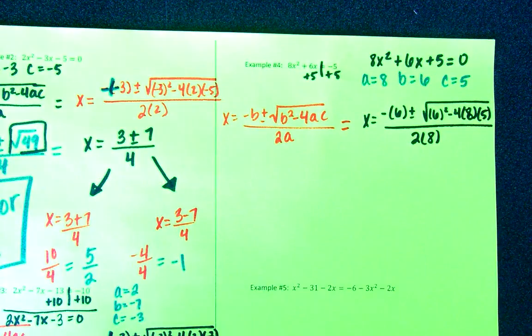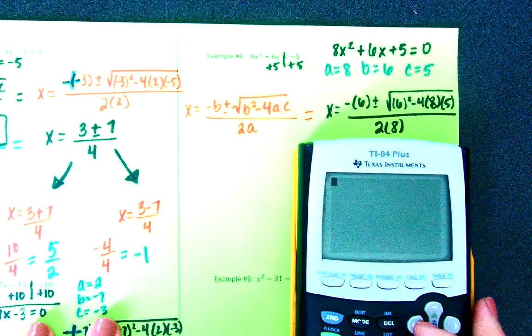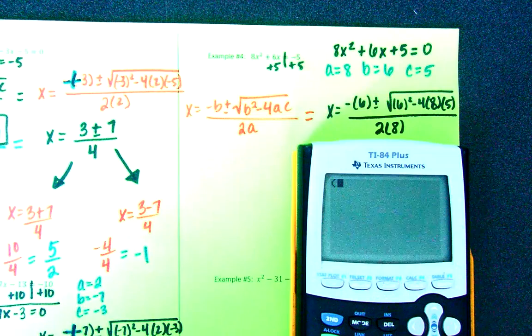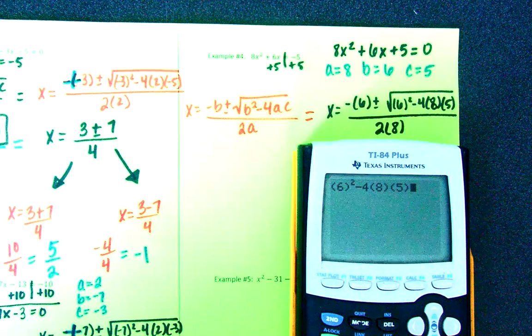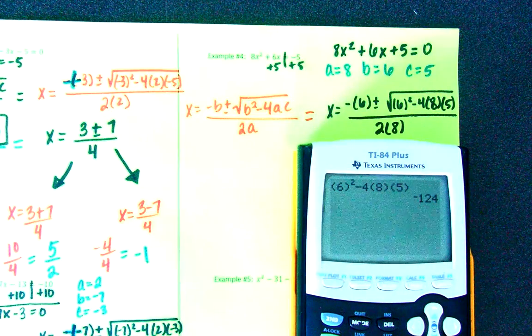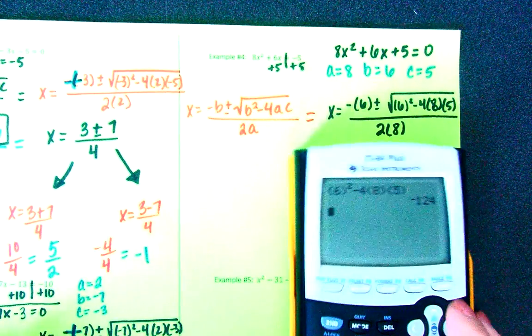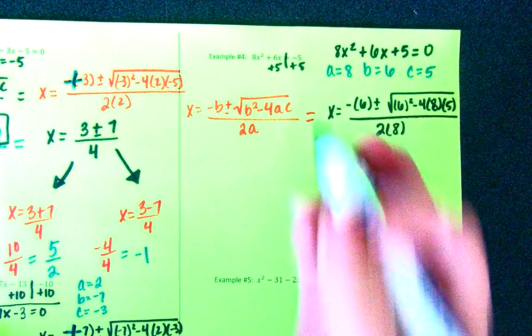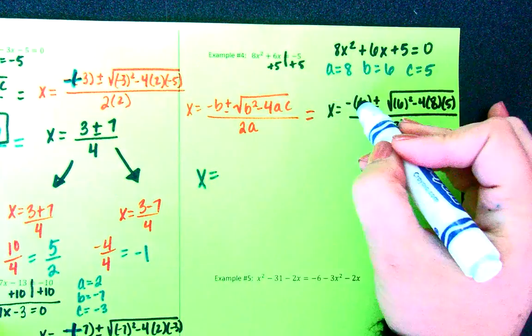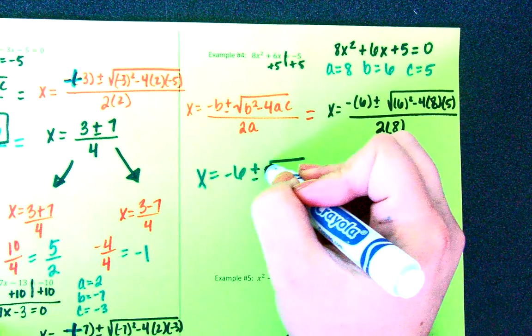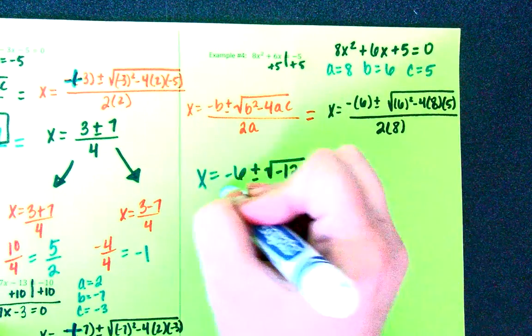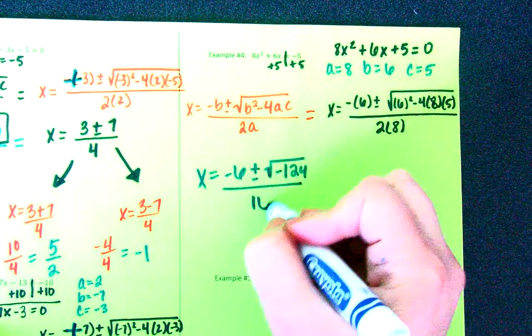Again, you plug into the calculator exactly what's underneath the square root. So you have 6 squared minus 4 times your a times your c. You get negative 124. So we're going to rewrite that as x equals negative 6 plus or minus the square root of negative 124, all over 2 times 8, which is 16.